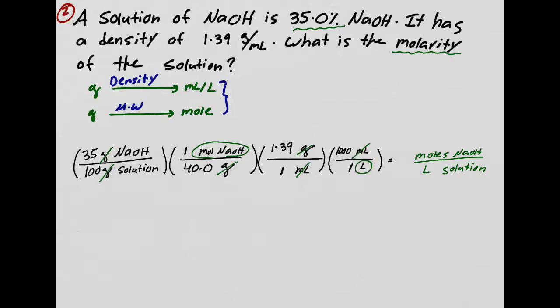I end up with what I wanted. Moles of NaOH over liters of solution. Okay, now how many sig figs? Ooh, I know you care about sig figs. Three sig figs is what I need. So what I end up getting is 2.2 molar. 2.2 molar would be the final answer.